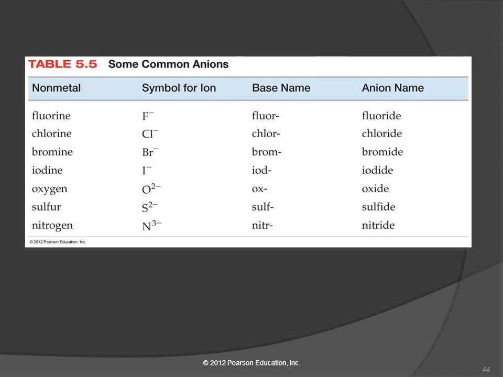So these are some common anions, the monatomic anions. Fluorine is fluoride, chloride, bromide, iodide, oxide, sulfide, and nitride. And the charges are just from the periodic table.